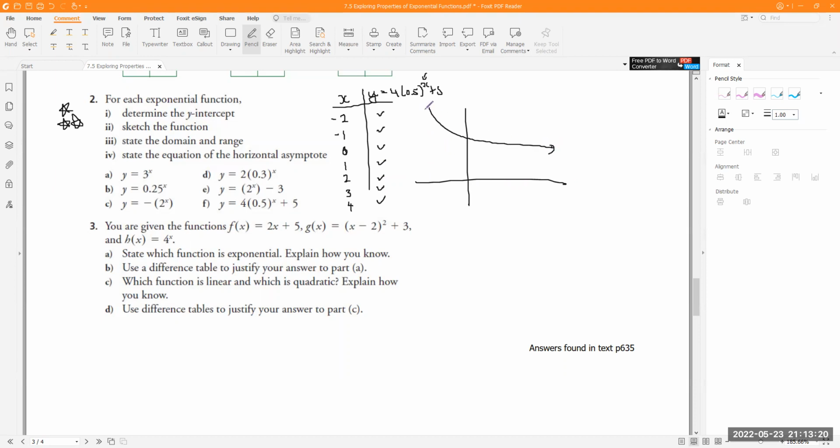Something like this. Okay, you'll start to plot and you'll start to see where the asymptote is. You'll start to see where the y-intercept is. It'll be right here, right? You'll start to see this and that.